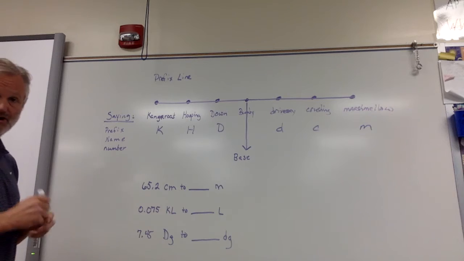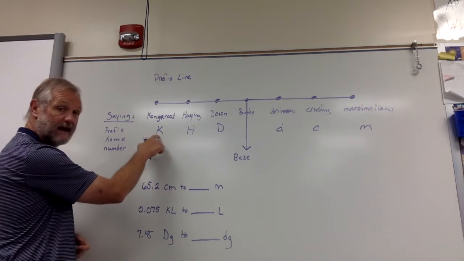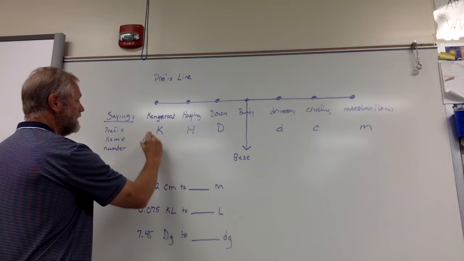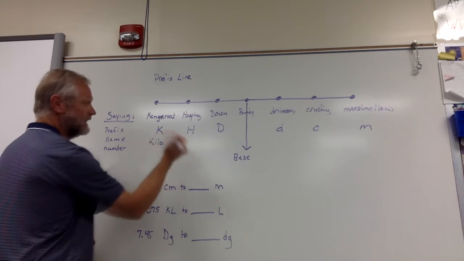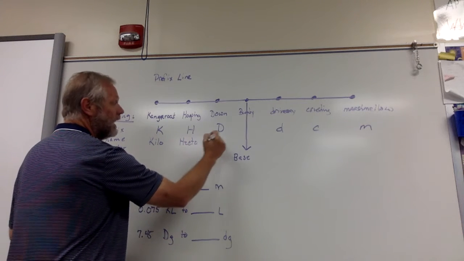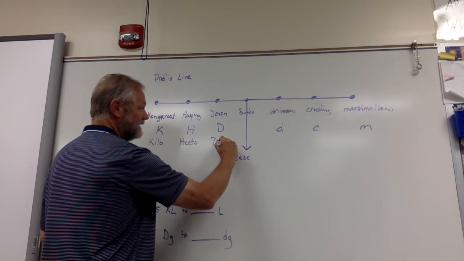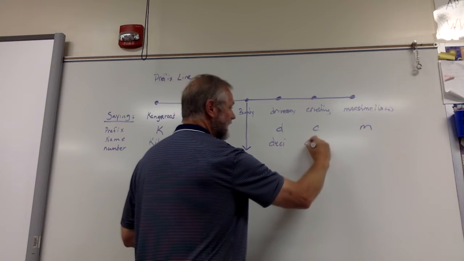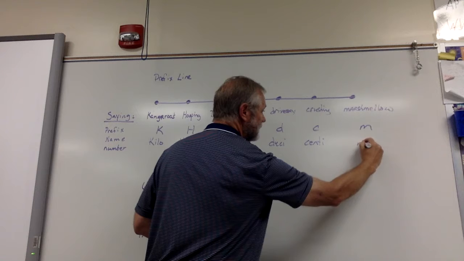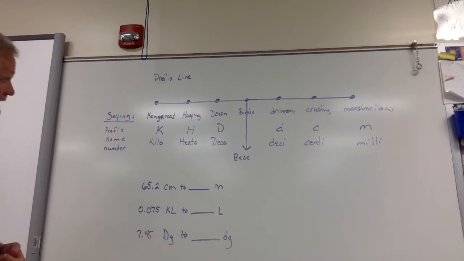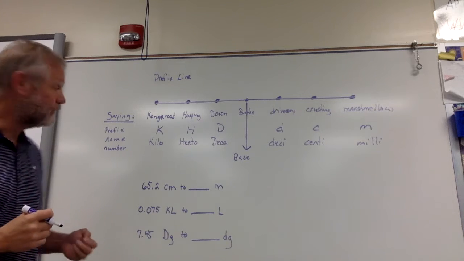So let's go through and make sure that we know what each one stands for. The K really doesn't stand for kangaroos. That just helps us remember it. In the metric system, a capital K is a kilo, a capital H is a hecto, a capital D is a deca, deci, centi, and milli. So those are going to be our 6 different actual prefixes.